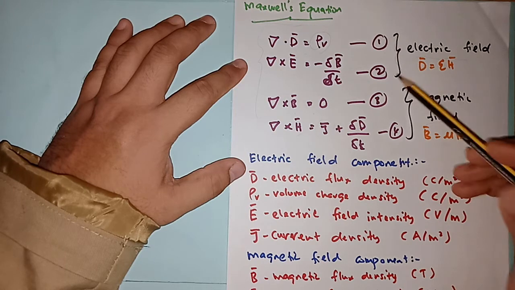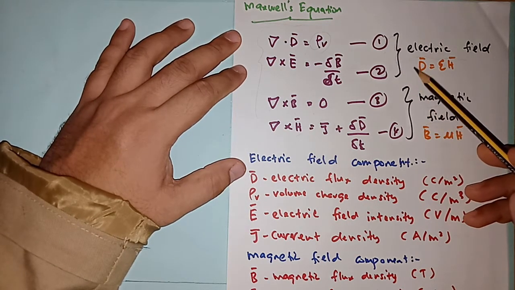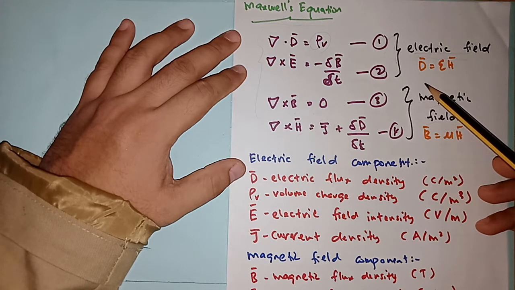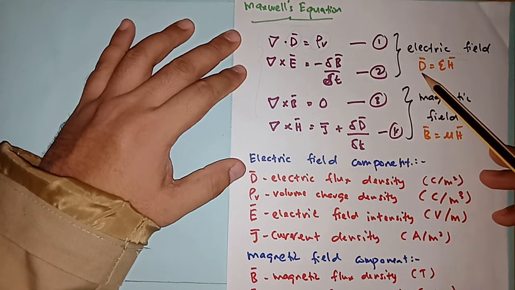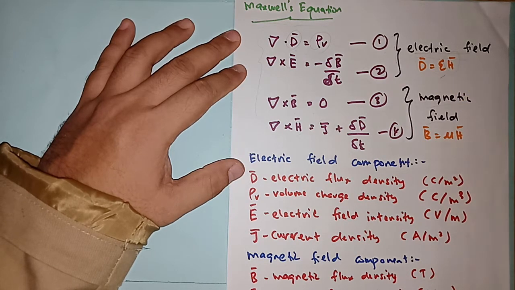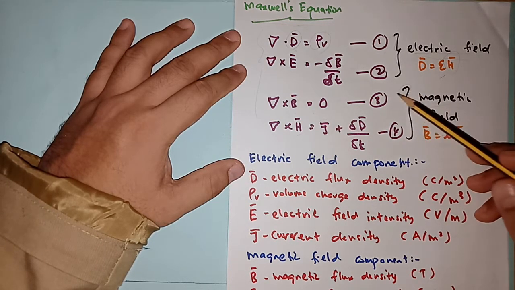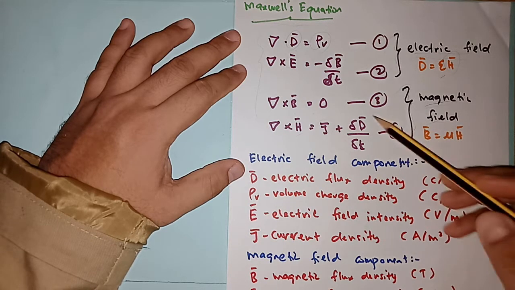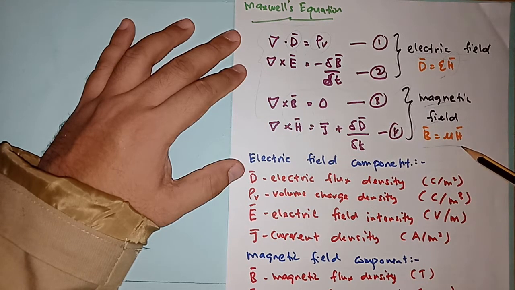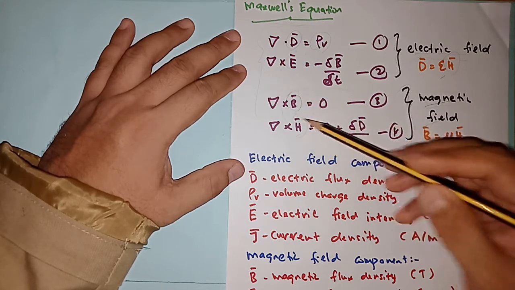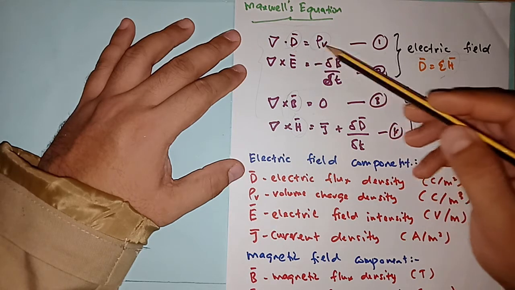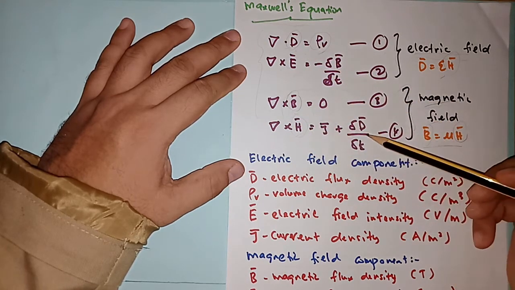The first two equations are associated with the electric field, and we have another expression that explains the relationship between vector D and E, where vector D is equal to epsilon multiplied by vector E. The last two equations of Maxwell's equations are associated with the magnetic field, and here we have another expression that represents the relationship between vector B and vector H, where vector B is equal to mu times vector H. So what is meant by each symbol in these equations?